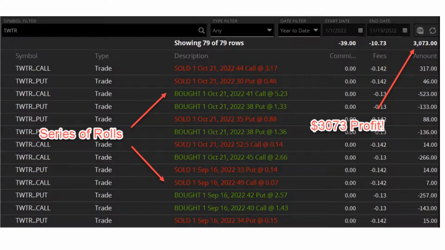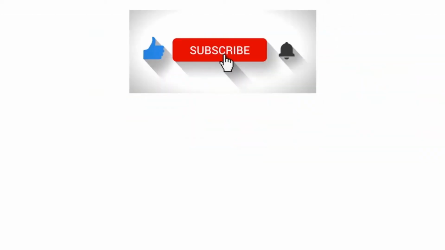You can see where we made over $3,000 this year on Twitter by closing and rolling to the next monthly option cycles. The key to successful options trading is to have a sound strategy and stick to it. By following a few simple rules, you can make money during periods of high volatility. By closing out winners early and rolling at 15 to 21 days to expiration, you can collect additional premiums and give yourself more time for the market to move in your direction to be profitable.